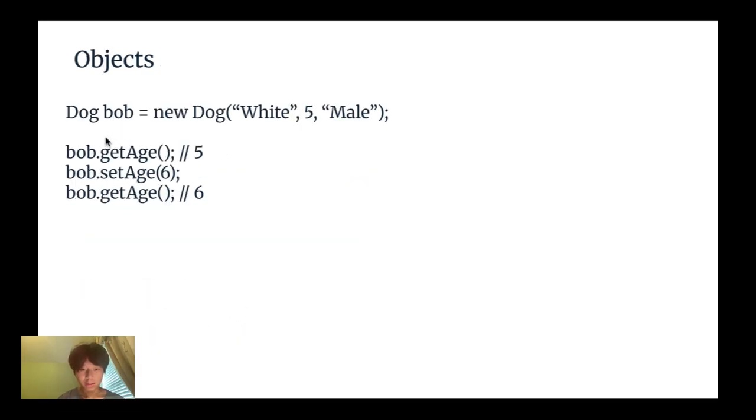And here you can see that after we created a new object, Bob, if you get its age, it will be 5, the one that we passed. But after you set the age to 6 and you get Bob's age again, it will be 6 instead of 5, as it is already manipulated.